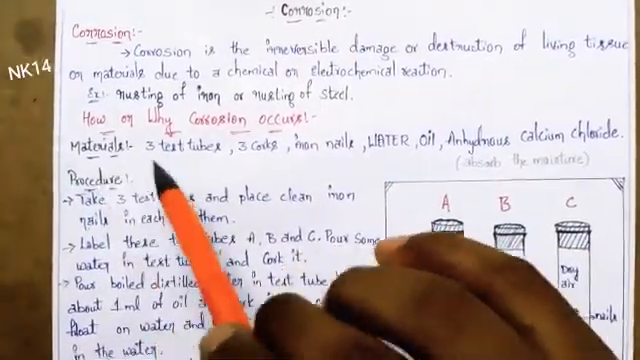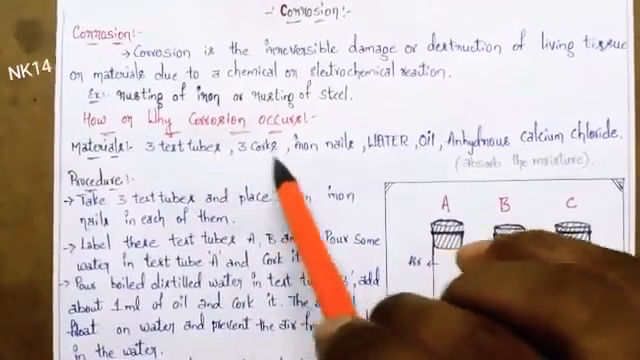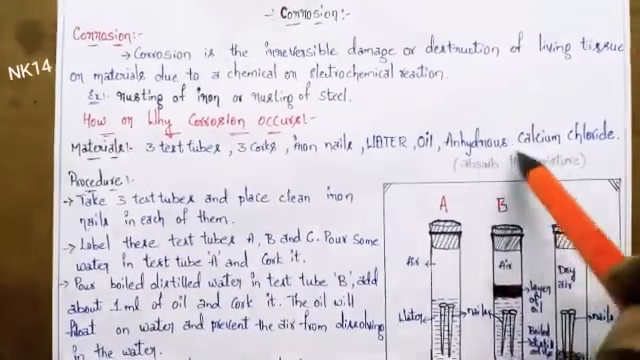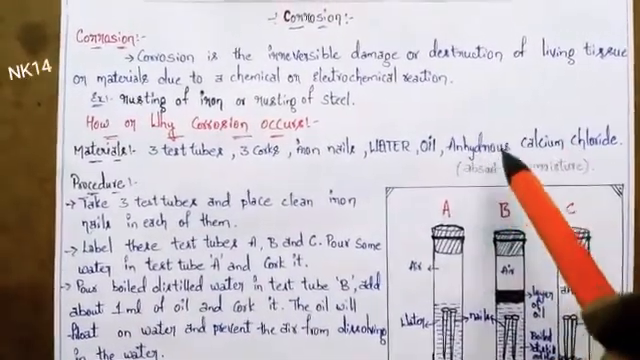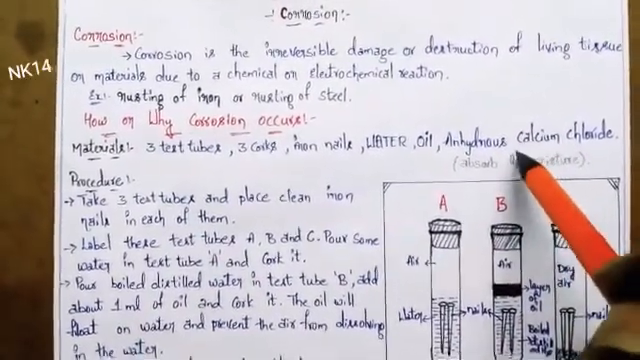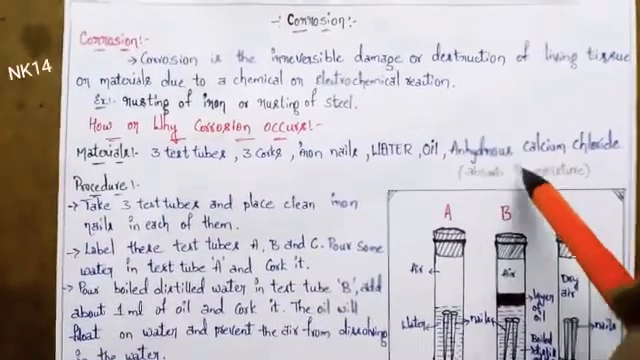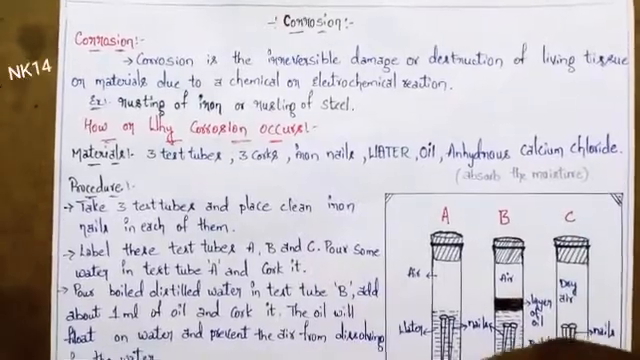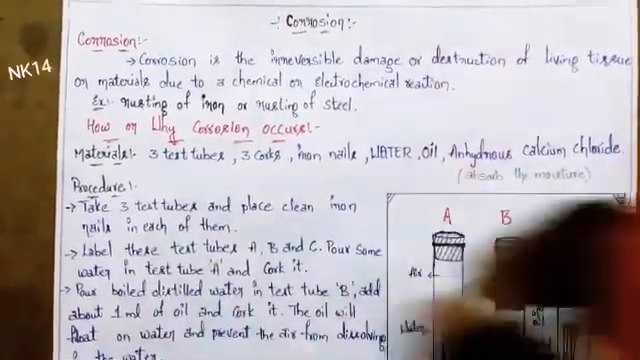So, the materials. The required materials are 3 test tubes, 3 corks, iron nails, water, oil, and anhydrous calcium chloride. This is a special chemical that has the property of absorbing moisture. So why are we using this? Let's see in the total procedure and observation.